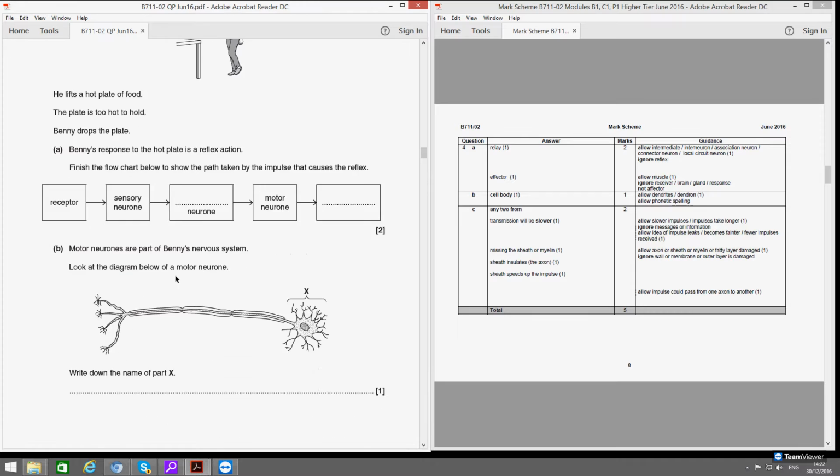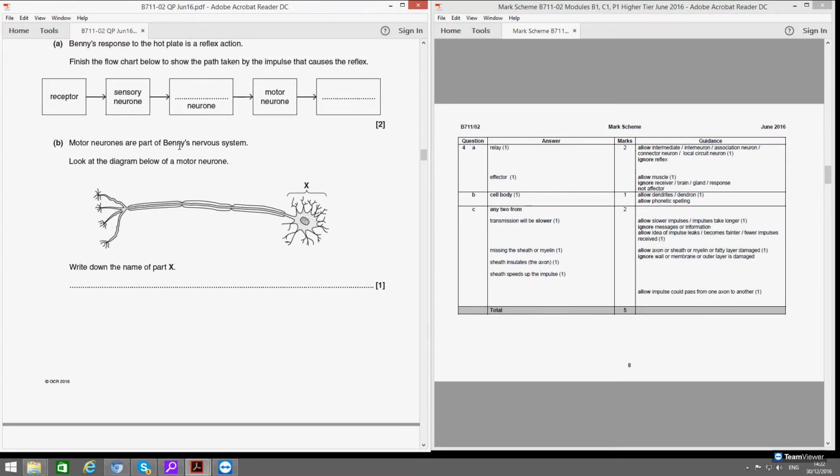Okay, so here we go. Motor neurons are part of Benny's nervous system. Look at the diagram below of a motor neuron, write down the name of part X. Right, this part here, guys, is called your cell body, okay? This part here is called your axon, that middle bit there, and around your axon, to ensure that your nerves are transmitting the electrical impulse correctly, you've got something called myelin sheath. In fact, it's written here, myelin, just in case you need to know how to spell it.